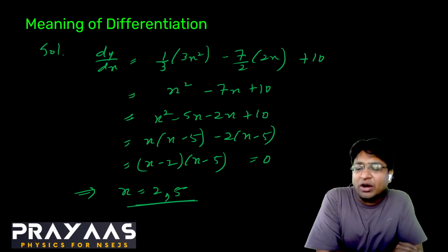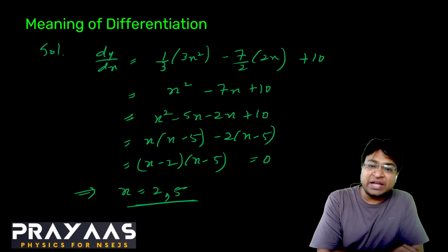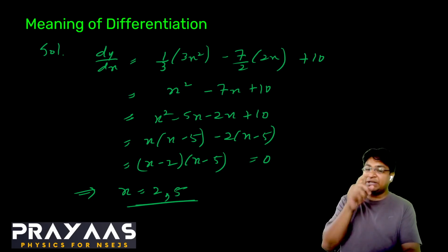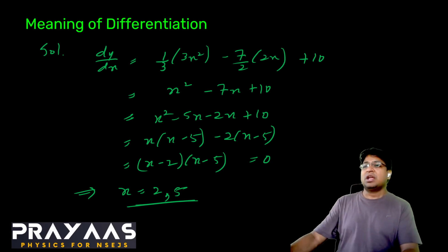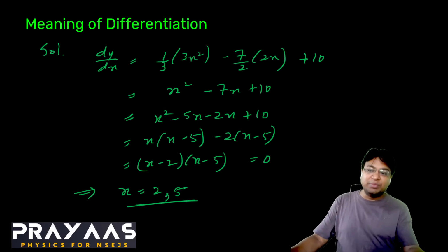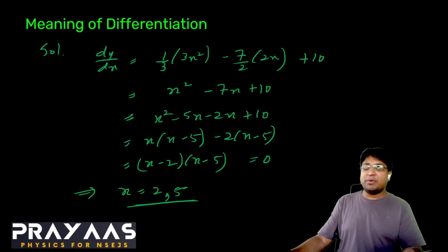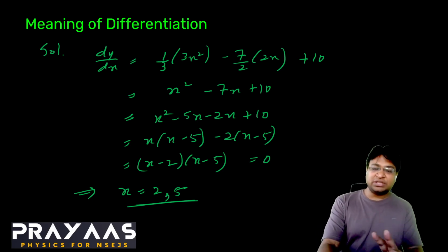Mind you, I have not yet identified whether x equal to 2 is the maxima or whether x equals to 5 is a maxima. I'm not claiming that I've made that clear. Based on the information that I have right now, they can both be maxima, they can both be minima, or one of them can be maxima and the other can be minima. Which is minima and which is maxima, we have not figured out yet. But it is for sure that they are critical points.